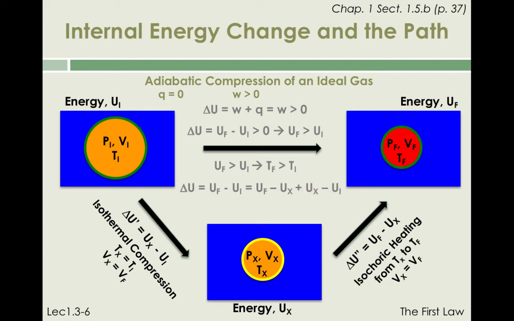The change in energy between initial and final states can therefore be written delta U equals Uf minus Ui. If we add and subtract Ux to these terms, which is like adding 0, we can rewrite delta U as Uf minus Ux plus Ux minus Ui. So in conclusion, we can see that delta U is equal to the sum of delta U prime plus delta U double prime. The change in energy is therefore independent of the path.